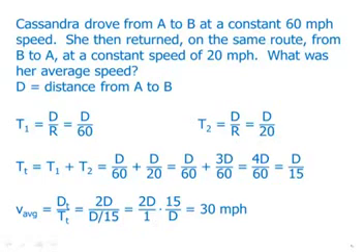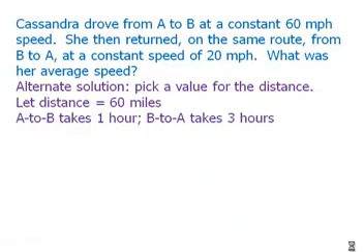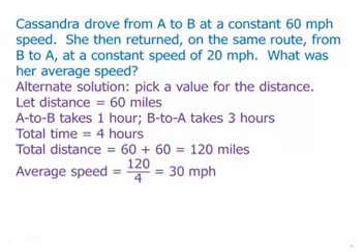Now here's another approach, another perfectly valid approach. We could just pick a value for the distance. So let's say that the distance is something nice and round, like 60 miles. Well, she travels at 60 miles an hour going there. She covers 60 miles in 1 hour. Coming back at 20 miles an hour, it will take her 3 hours to go 60 miles. Well, that means the whole trip took 4 hours, and she covered 120 miles in 4 hours. That gives us an average of 30 miles an hour.